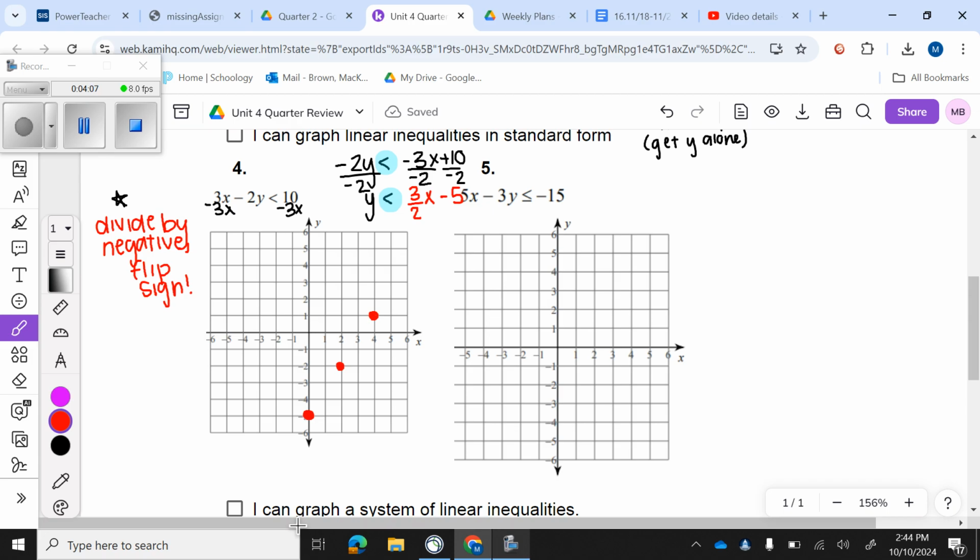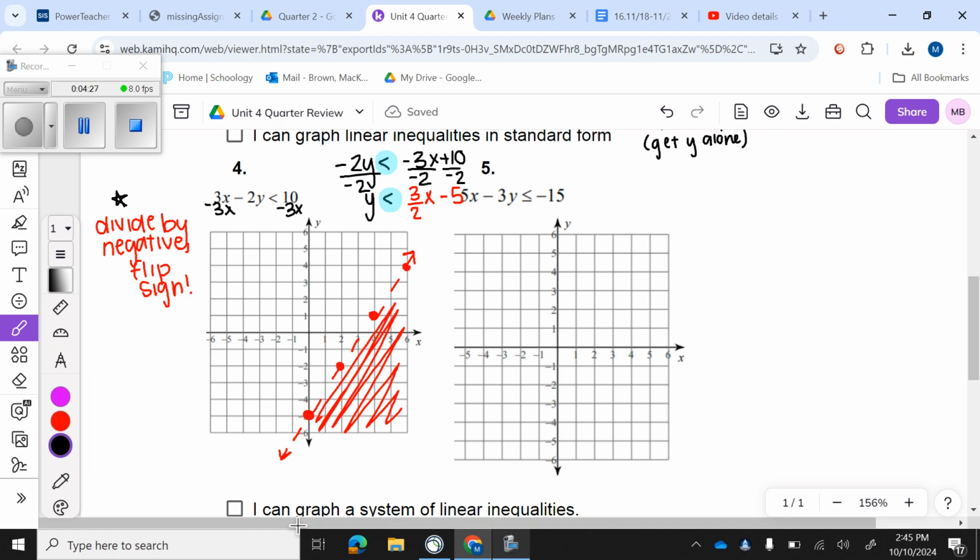And then I'm going to decide solid or dotted. Well, there's not a line underneath it, so I'm going to have a dotted line because it is not equal to. And now I have to decide above or below. Well, now that it is a less than, I'm going to shade everything below.